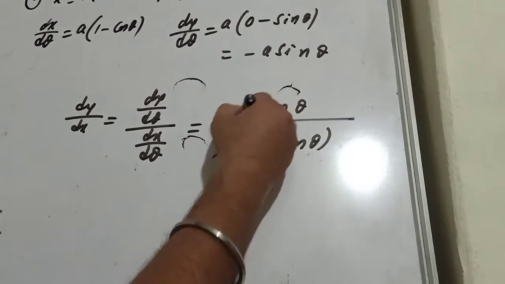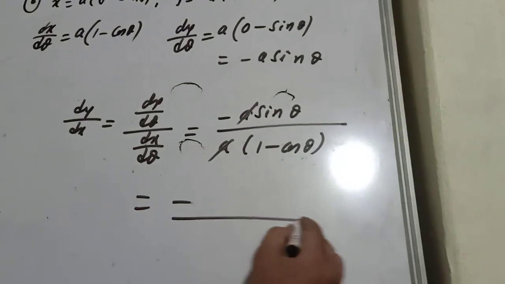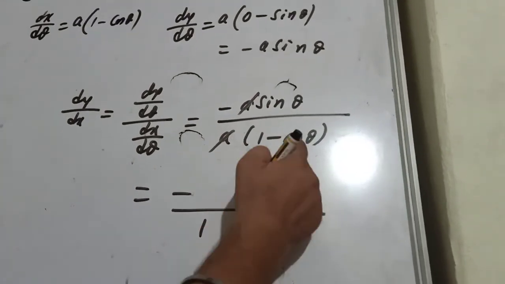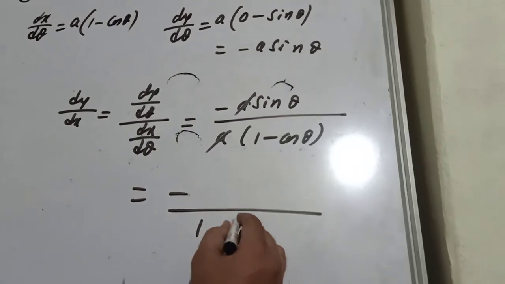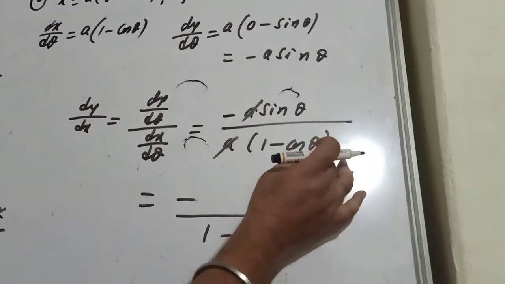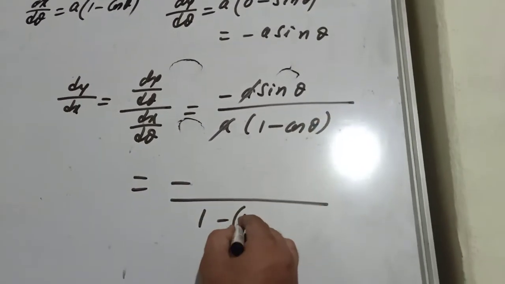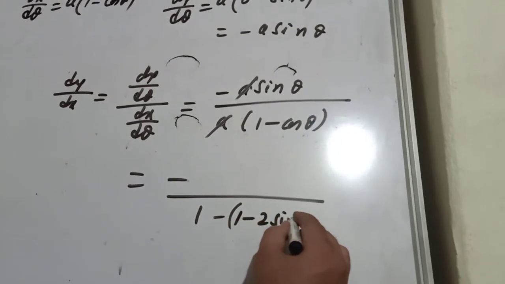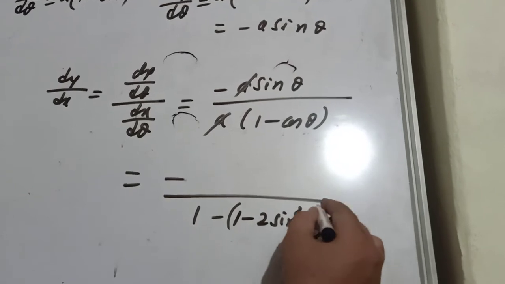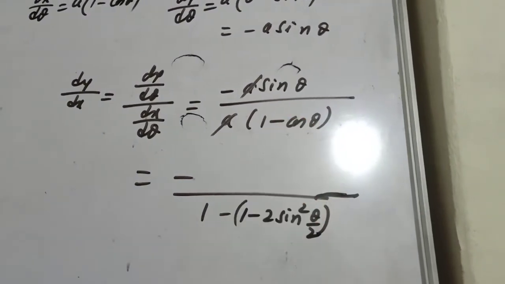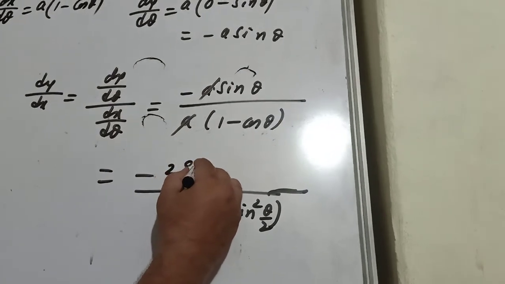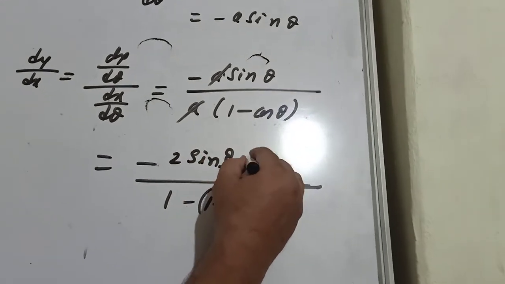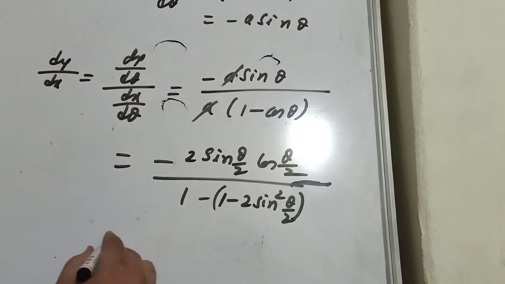We can cancel a. Now, because cos theta is along with plus 1 or minus 1, as I already told you, in place of cos theta we can apply the cos 2 theta formula. This will become 1 minus 2 sin squared theta by 2. Because the denominator is converted to theta by 2, in the numerator also we can apply the sin 2 theta formula: 2 sin theta by 2 cos theta by 2.